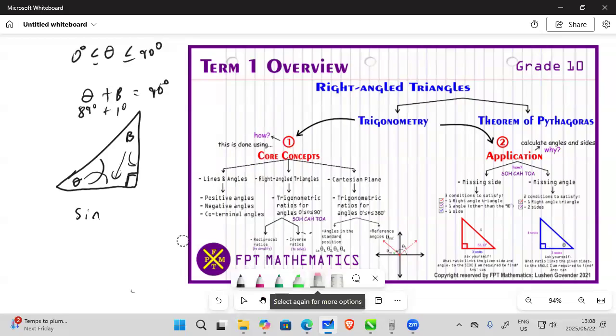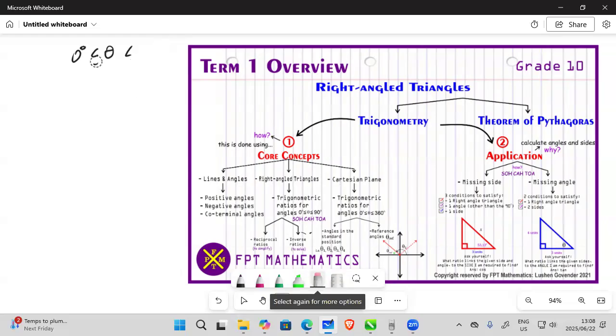Okay, so now remember we're still under the limitations of having the angle be acute. What happens if you want the angle to be bigger than 90? So angles like 135, 155, 100, or 275. Then we make use of the Cartesian plane. Okay, so we make use of the Cartesian plane.